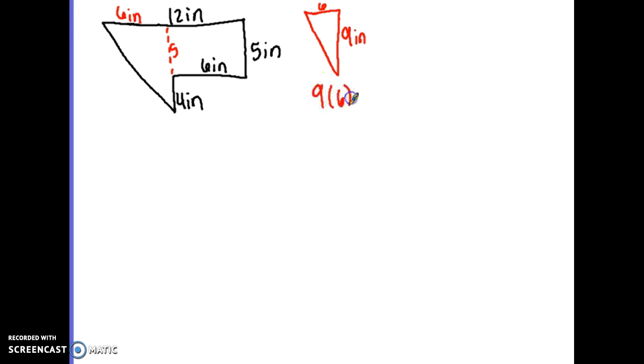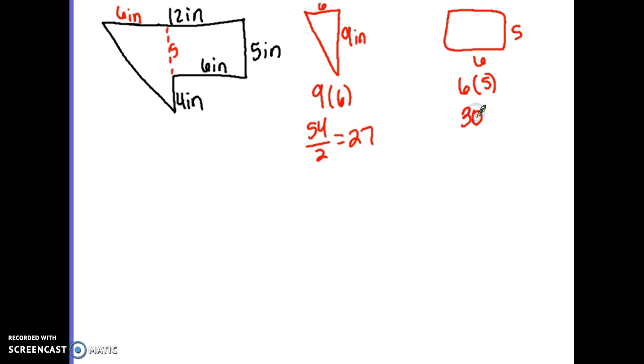Nine times 6 is 54, and because it's a triangle, we have to divide by 2. So that is 27 for the triangle. For this rectangle, I have 6 by 5, which is 30. And now I add them together. 30 plus 27 is 57 square inches.